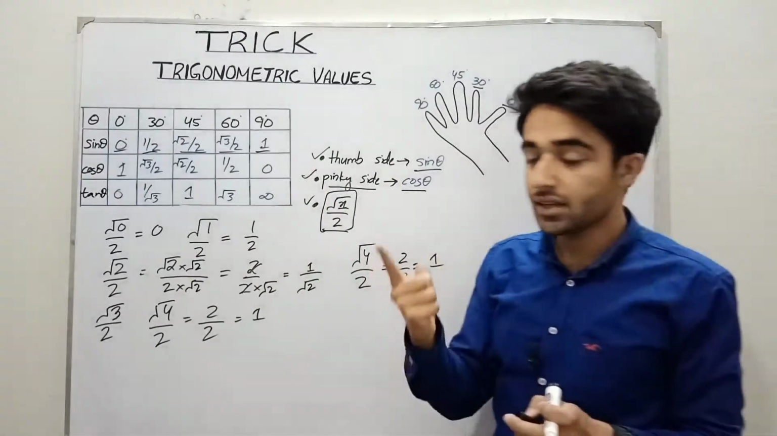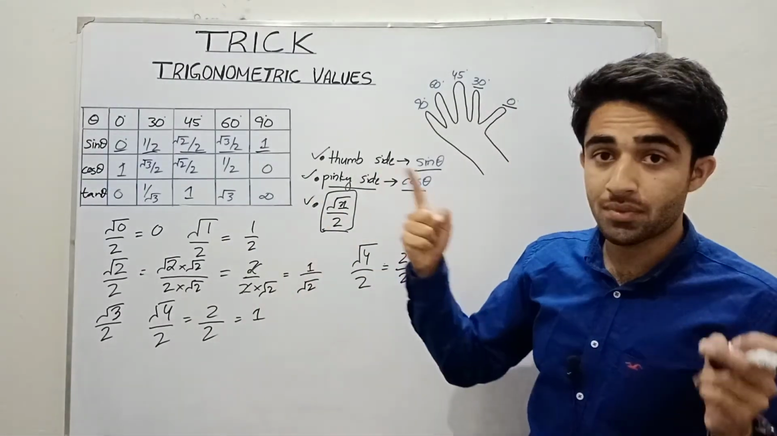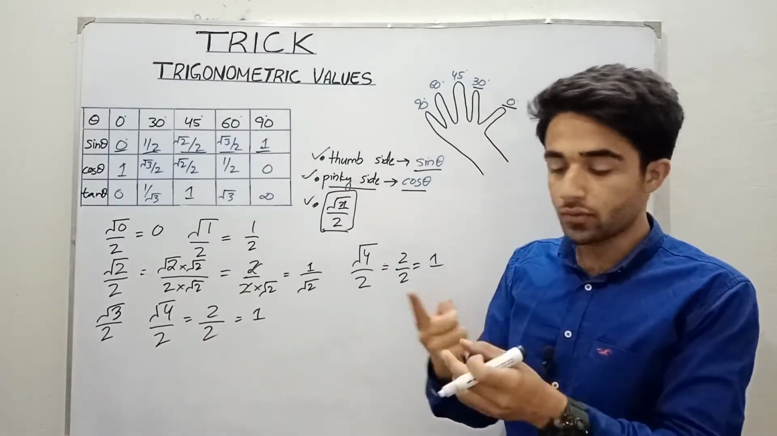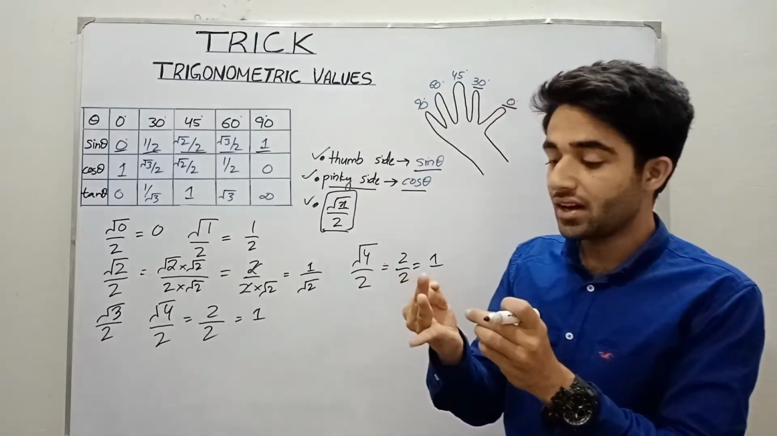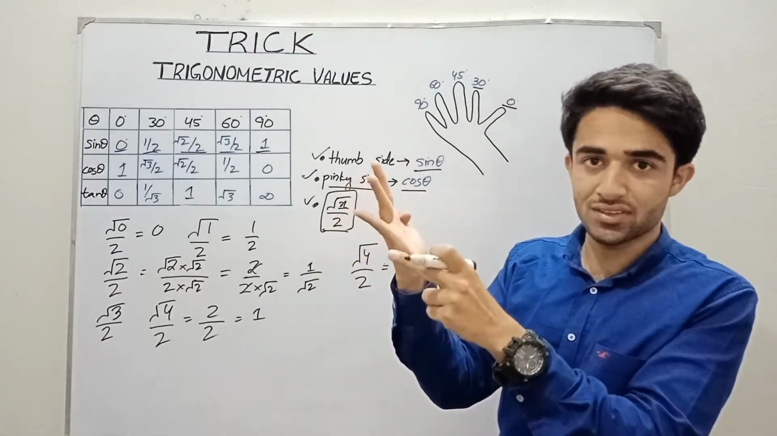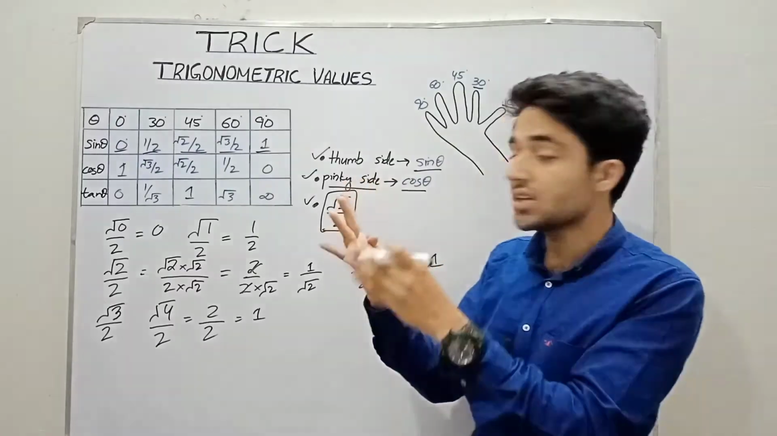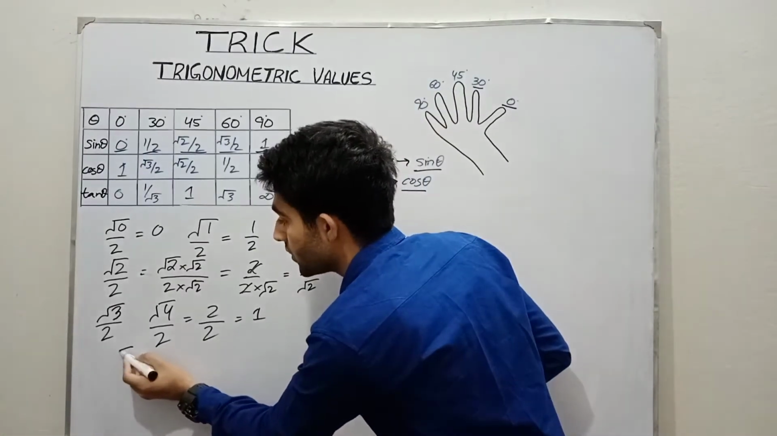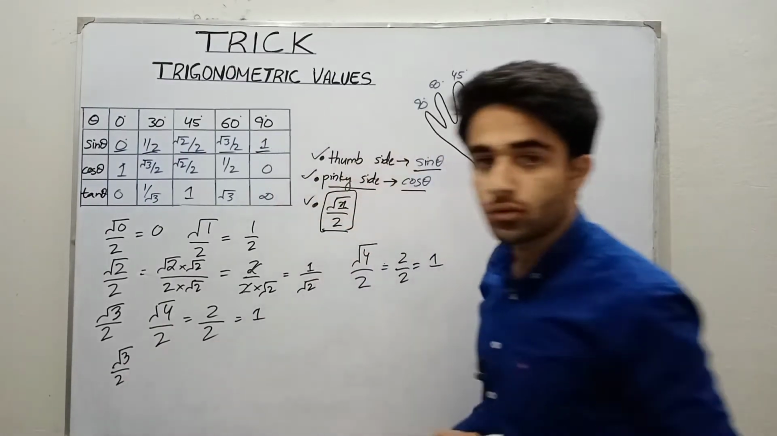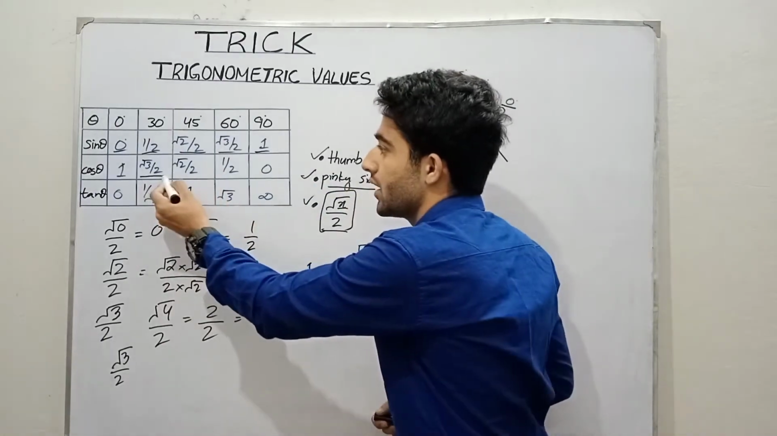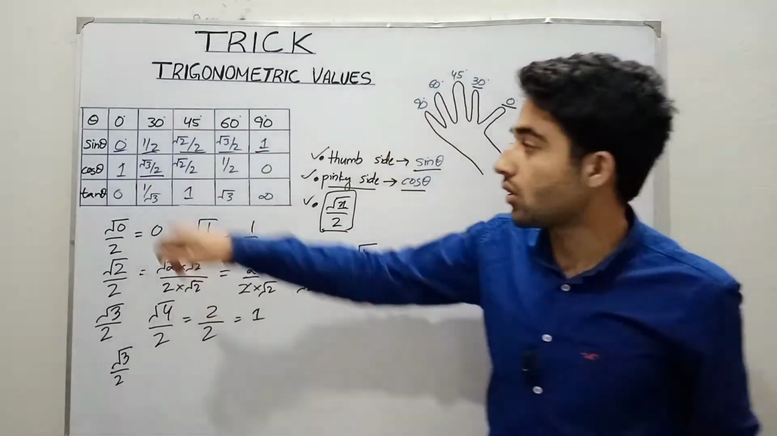So the 30 degree is represented by this finger, and in the direction of the pinky side there are 3 fingers. From this finger there are 3 fingers in the direction of the pinky side. It means the value of x is 3 under root over 2. Okay, so this is the value at the 30 degree of the cos theta.